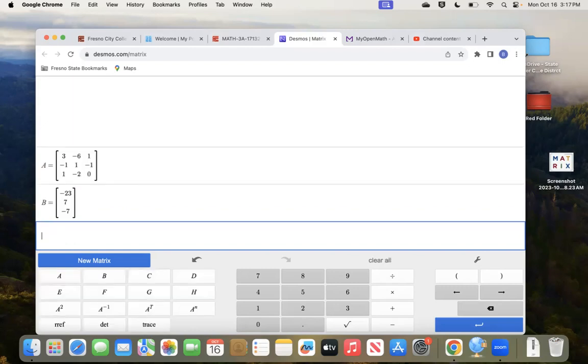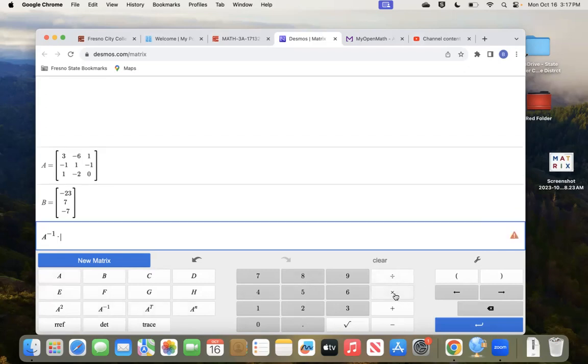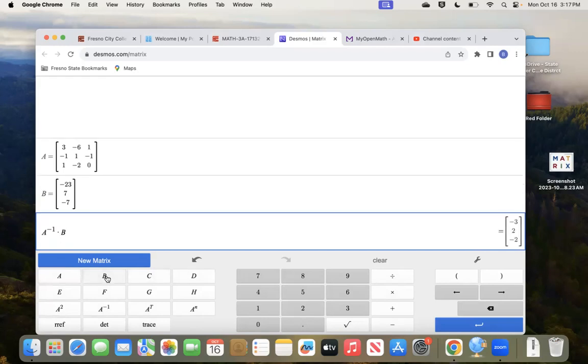So A and B are my two matrices. Now I just take the first matrix A and take the inverse of it. Remember, it's the inverse times the second matrix, which is B. See how that's the inverse times B, the right side? And over here, look at that, there are your answers right there: minus 3, 2, minus 2. That's your X, Y, Z. And if you look back at the answer key, those are the exact right answers. X is minus 3, Y is 2, Z is minus 2.